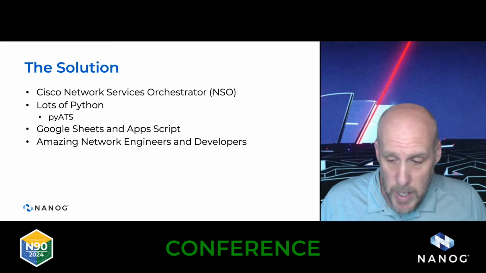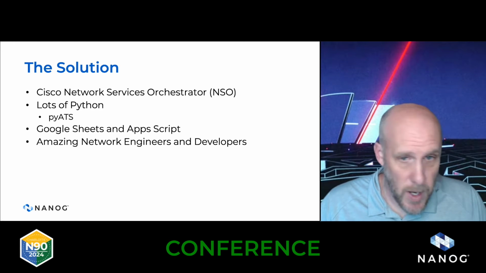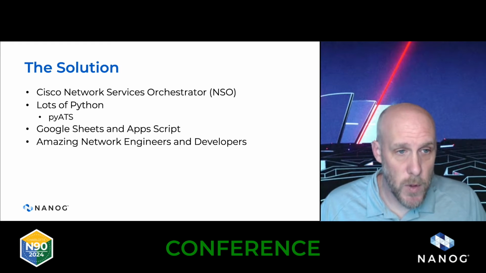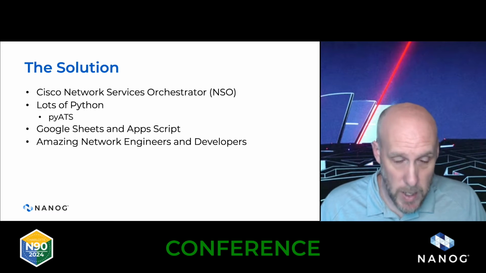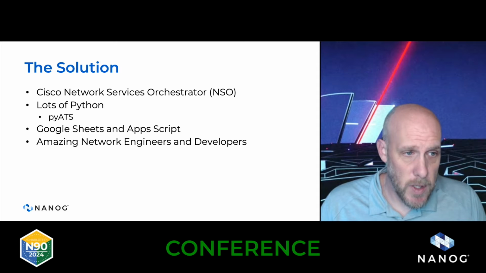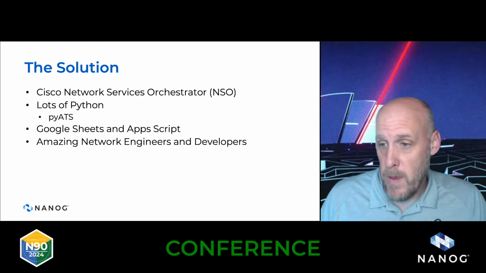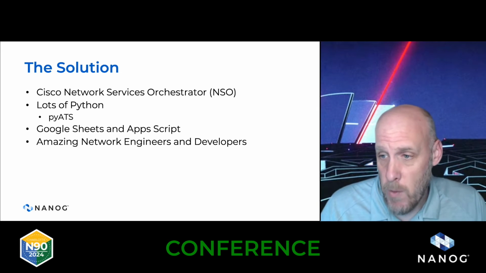It was also easier because, when we finally purchased a new network, we were purchasing Cisco gear, so it made a lot more sense to get NSO at the time. But we also still use a lot of Python. During the migrations, we used a library called PyATS, which I'll cover a little bit. I'll spend some time talking about Google Sheets and AppScript. Spreadsheets get a lot of flak, but they can definitely be useful, and you'll see why.